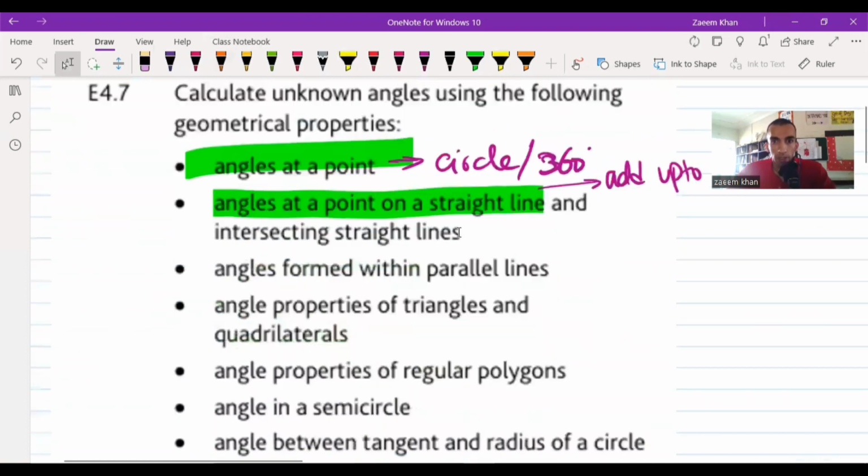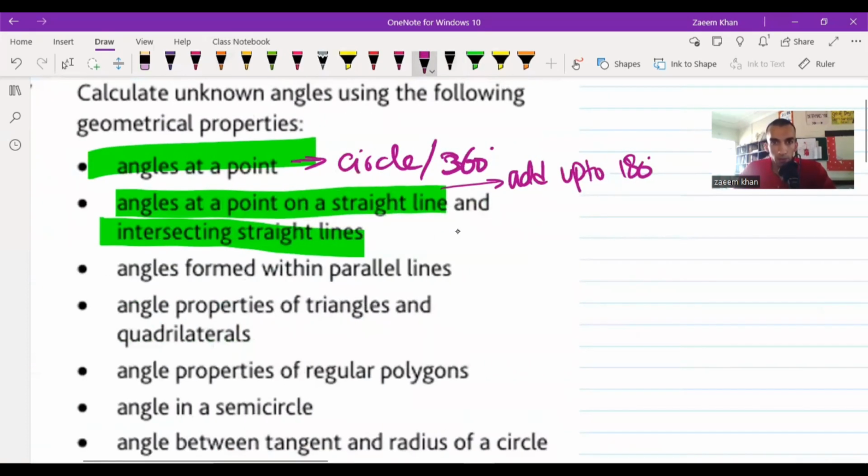Let me go back here and highlight what we've done. Intersecting straight lines is done as well. And I'll make a small note over here of vertically opposite angles.